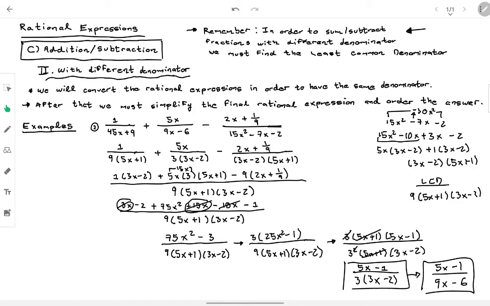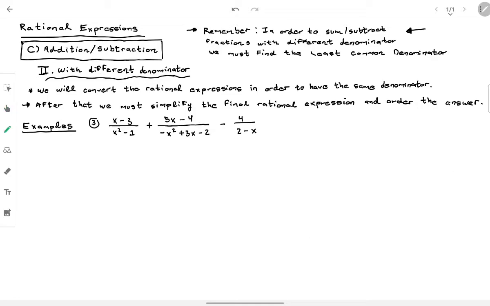Remember, the answer must always be ordered and as simplified as we can. So let's see one last exercise. In this exercise we again have polynomials as denominators, so we need to factorize them in order to check out the least common denominator.